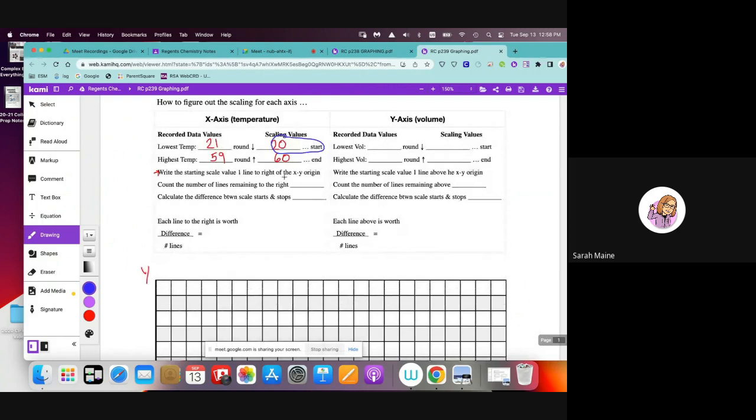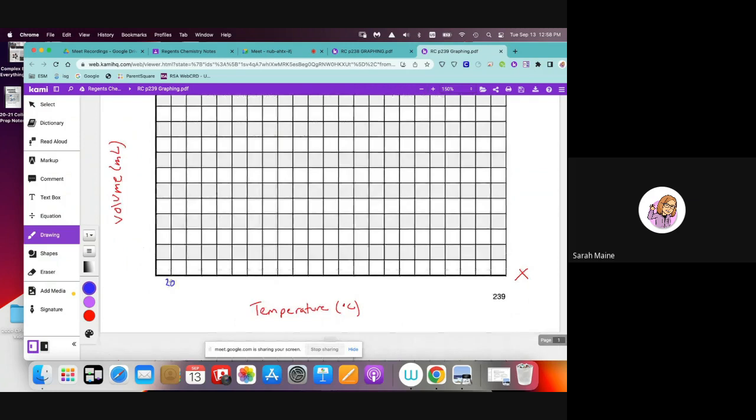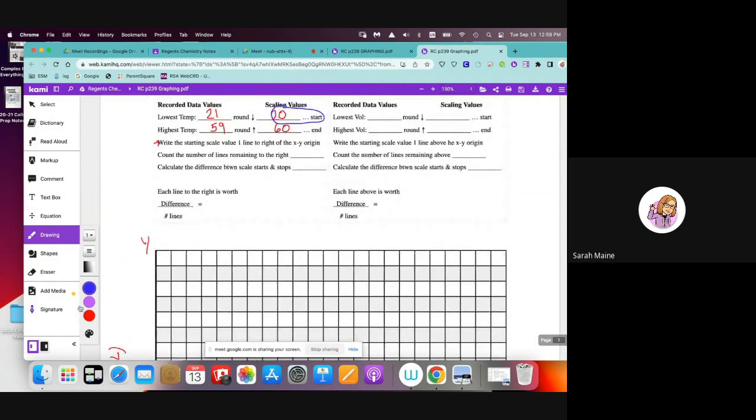Next, I've written in my starting value, so count the number of lines remaining to the right. So here's my 20, how many lines to the right? If you go through and count each individual line, you will see that there are 22 more lines to the right. Next thing is calculate the difference between where the scaling needs to start and stop. Those scaling values are 20 and 60. So 60 minus 20, the difference is 40.